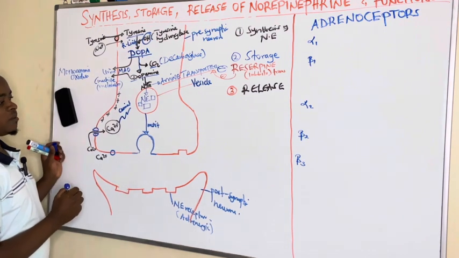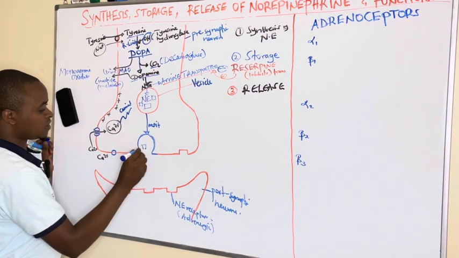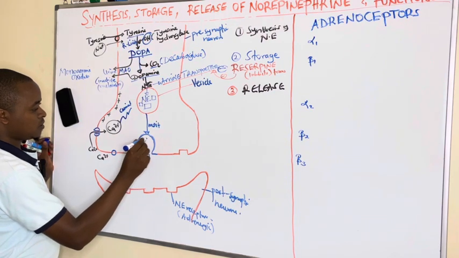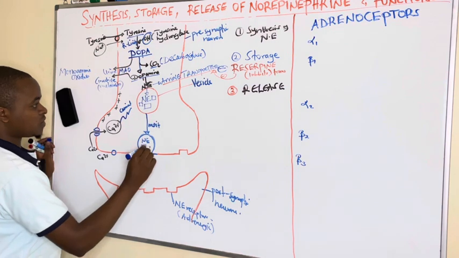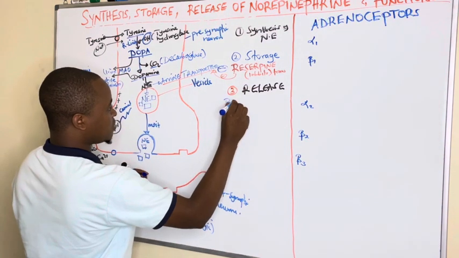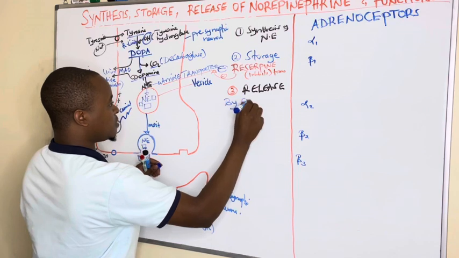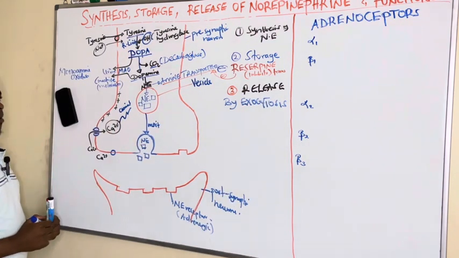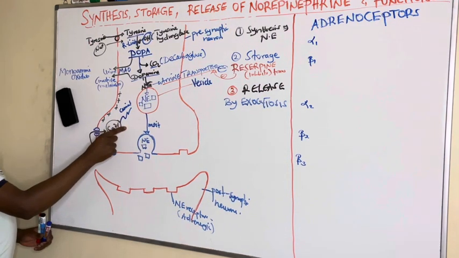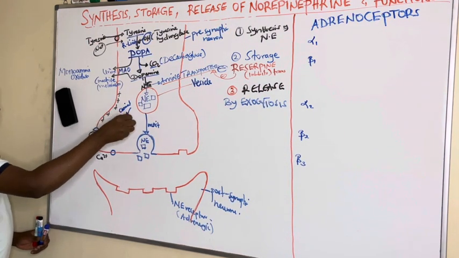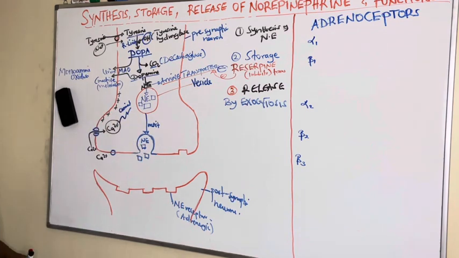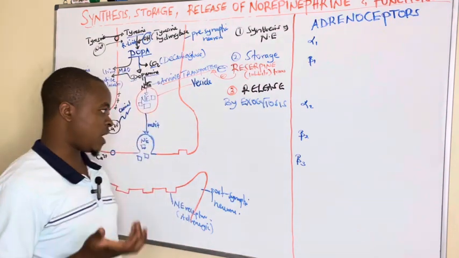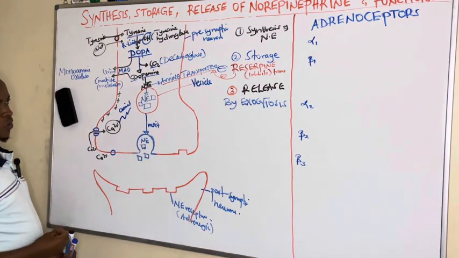So after fusing with the membrane, it will release this neurotransmitter, norepinephrine. The release is by exocytosis. Upon entry of calcium ions, which causes an electric current and contractions leading to the fusion of the synaptic vesicle with the presynaptic membrane, norepinephrine is released by exocytosis.